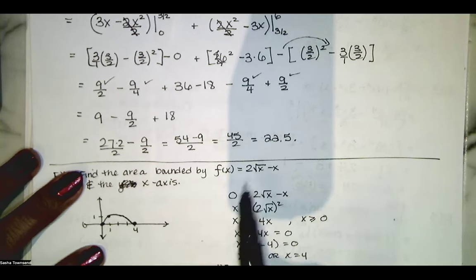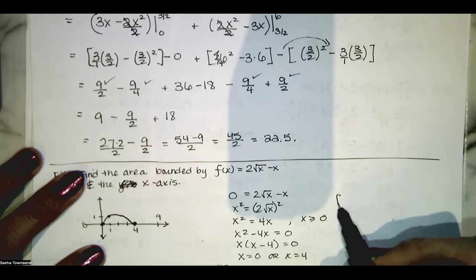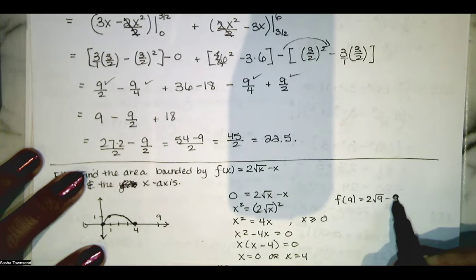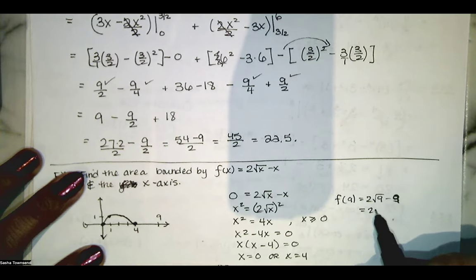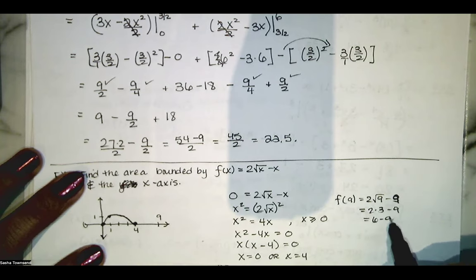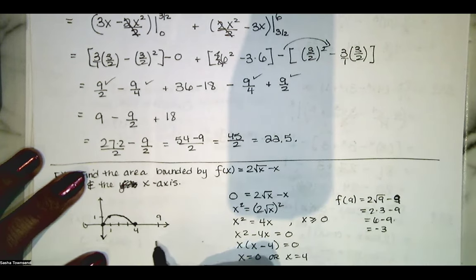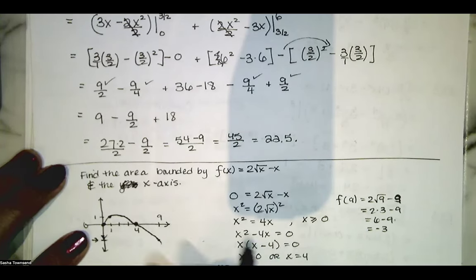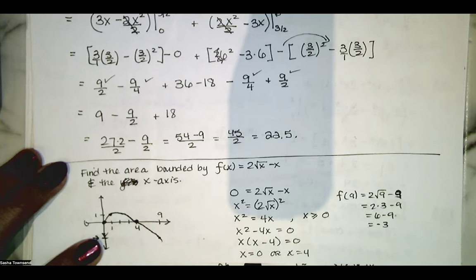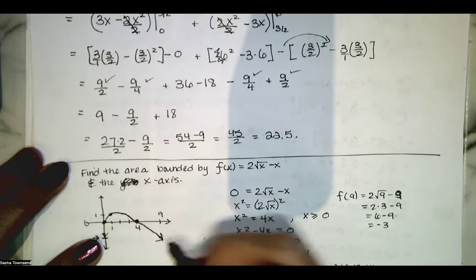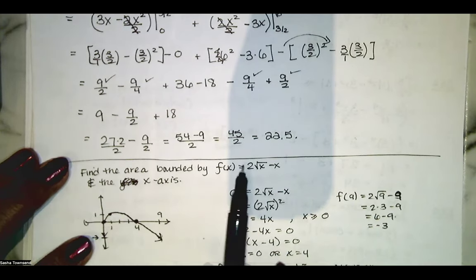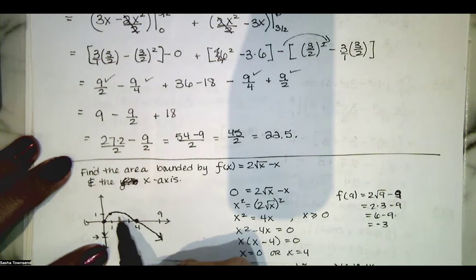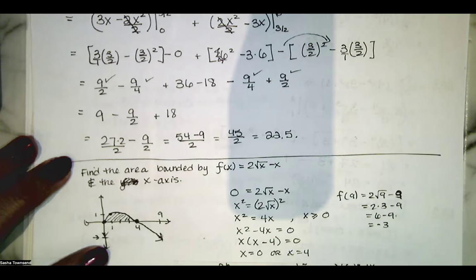Now, to the right of that, if I plug in, say, x equals 9, f of 9 is 2 times the square root of 9 minus 9. The square root of 9 is 3. And I get 6 minus 9, which is negative 3. So we see we get a y value of negative 3 there. And that function is never crossing the x-axis again. It only crossed the x-axis at x equals 0 and 4. So it just keeps going. If we're asked for the area bounded by the function and the x-axis, and that function just continues to go to negative infinity as x goes to positive infinity, we must be talking about that area.